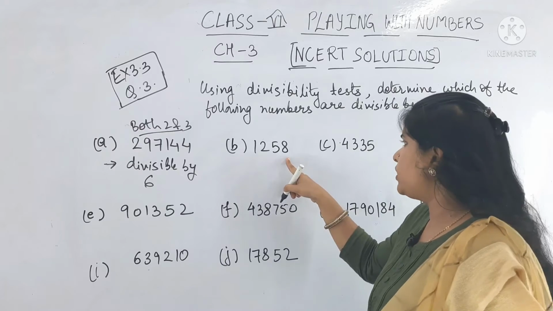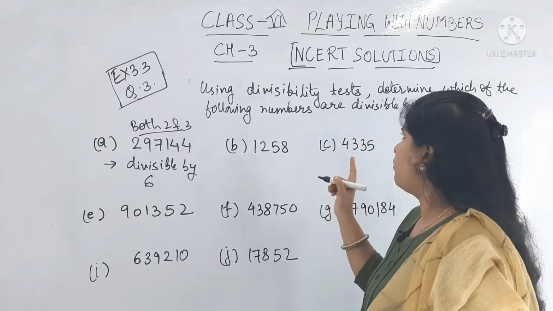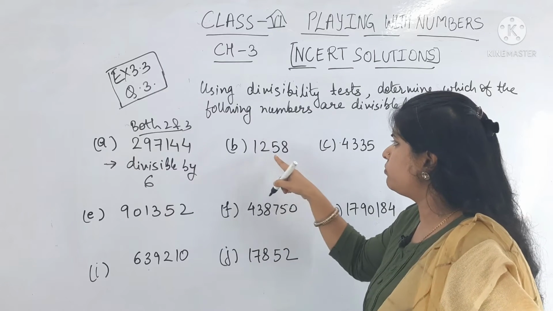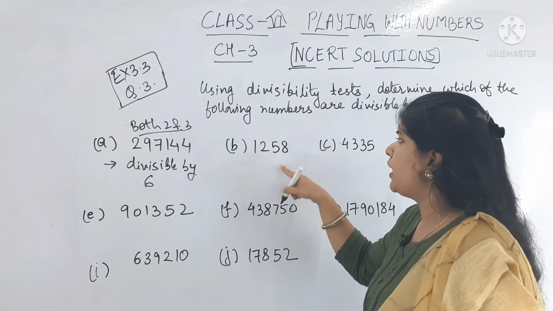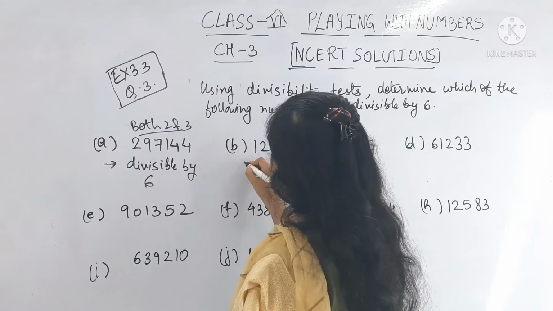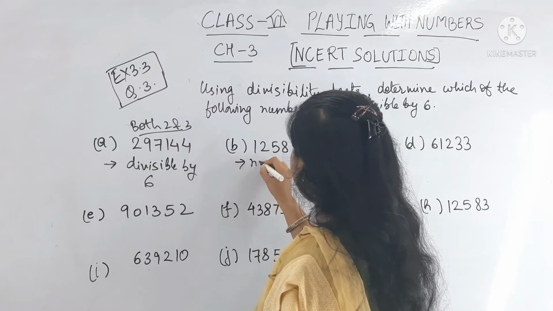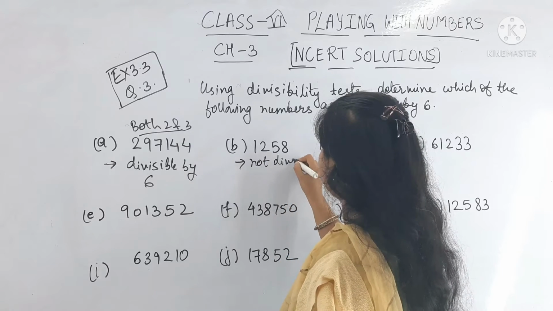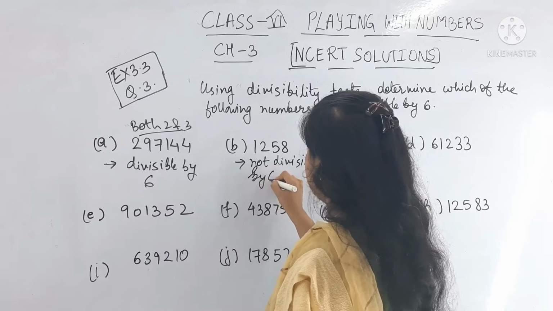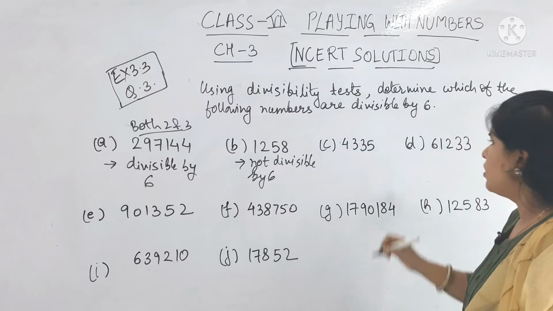Come to the B part. The last digit is 8, so divisible by 2. For 3, we will check by summing the digits. 2 plus 1 is 3, 5 plus 3 is 8, 8 plus 8 is 16, not divisible by 3. So divisible by 2 but not 3, therefore not divisible by 6.